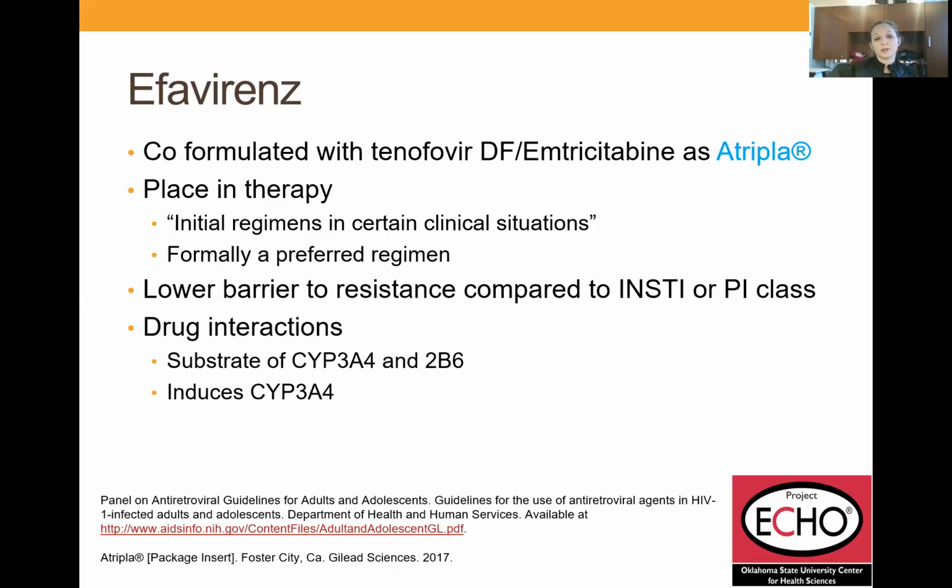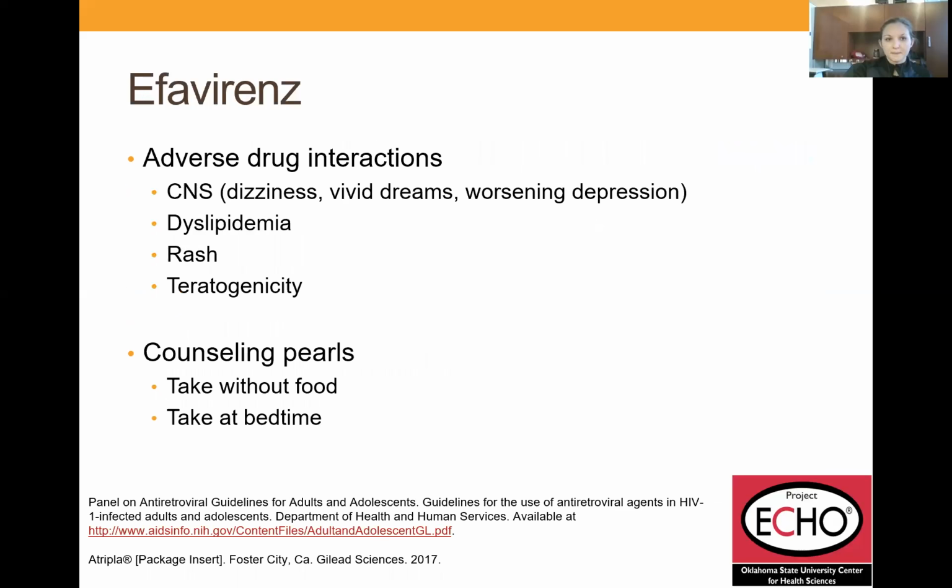You do have a lot of drug interactions. It's the substrate of CYP3A4 and 2B6, and it actually induces 3A4. So last time, the holidays have thrown me off in the dates, we talked about protease inhibitors. Protease inhibitors inhibit 3A4. Efavirenz will induce 3A4. So you'll actually see a loss of efficacy of drugs at 3A4. There aren't very many that actually need dose adjustments, but it is something to be mindful of.